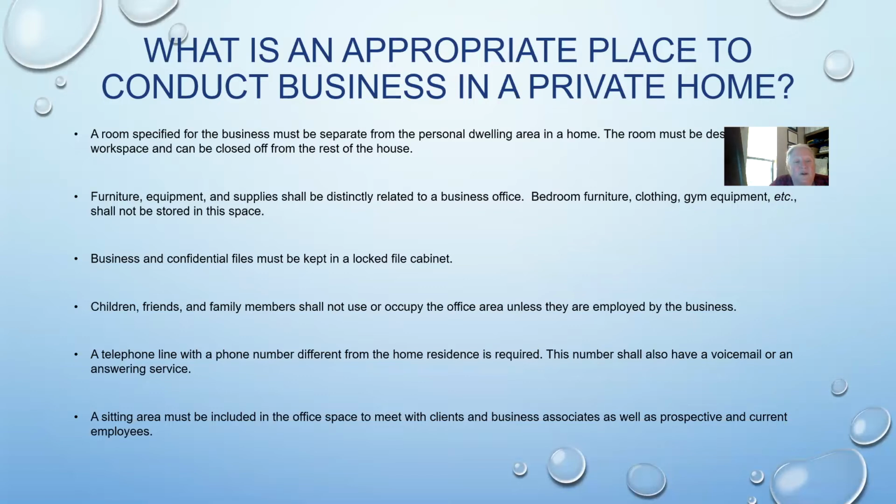Business and confidential files must be kept in a locked file cabinet. Children, friends, and family members shall not use or occupy the office area unless they are employed by the business. A telephone line with a phone number different from the home residence is required. This number shall also have a voicemail or an answering service. A sitting area must be included in the office space to meet with clients and business associates, as well as with prospective and current employees.